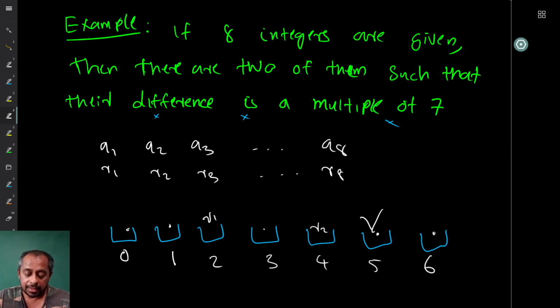So that means that they must be the same, because I'm going to put a remainder into a box only if it is that particular number, 5. If it is 5, it is 5, right? The remainder is 5. So you take the corresponding numbers, let us say ai and aj, for which the remainder is the same. So ai minus aj has remainder 0 when divided by 7. That is why it is divisible by 7, right? It is a multiple of 7.